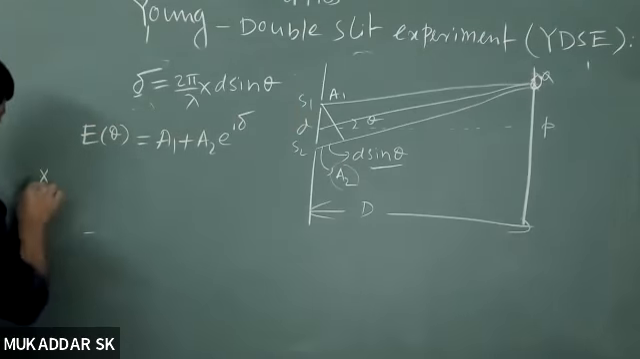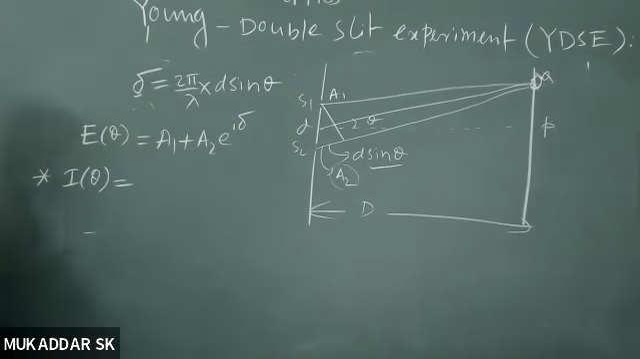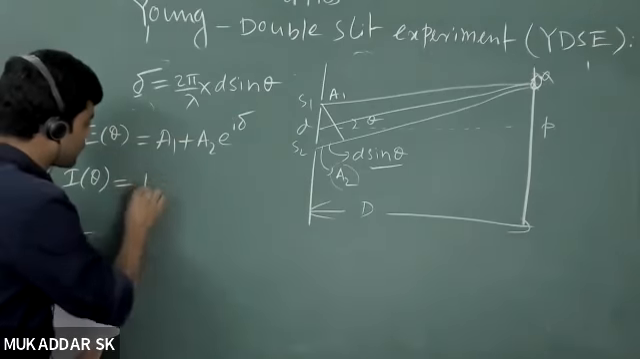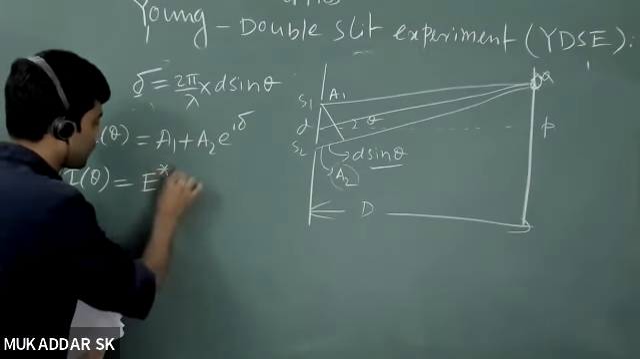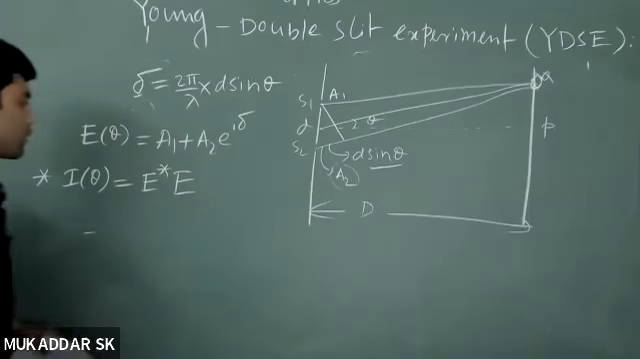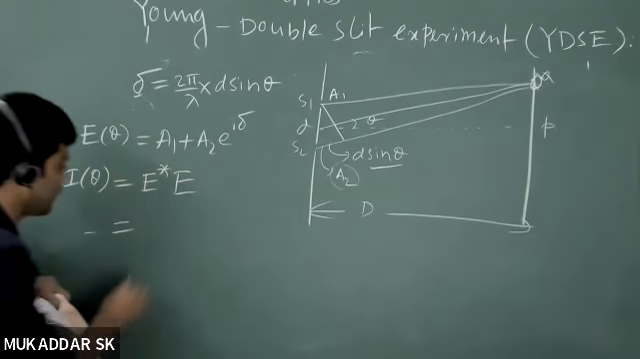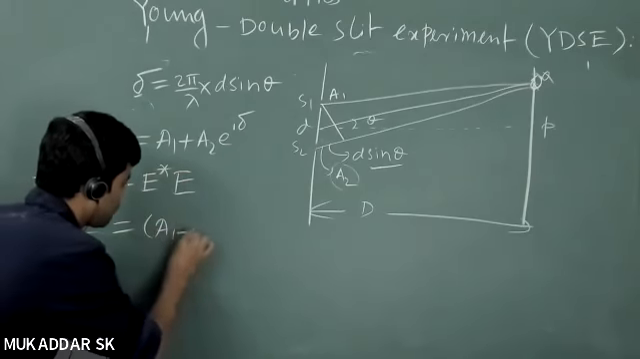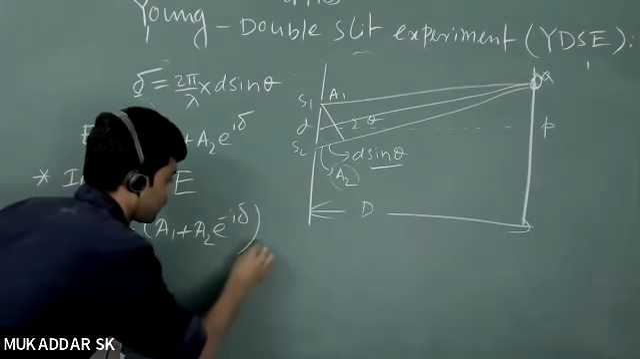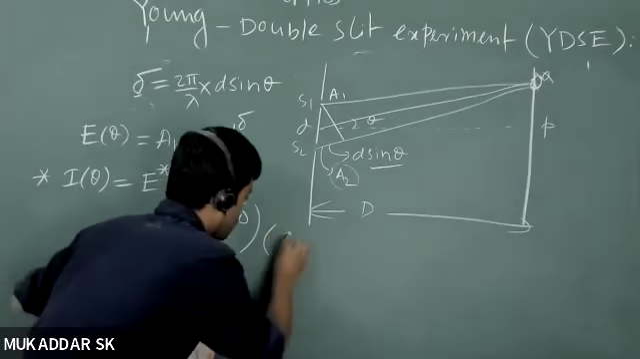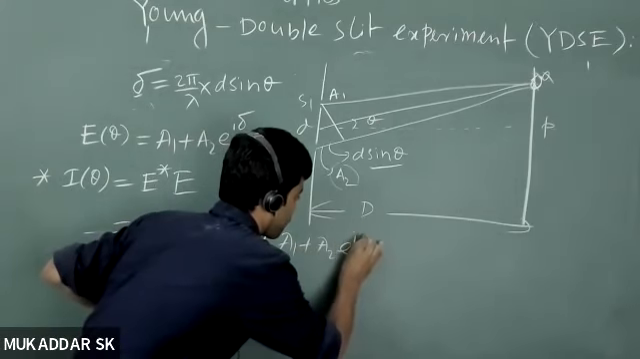So this is the amplitude at Q. So what will be the intensity at Q? How will we calculate intensity? Intensity is nothing but amplitude square, right? Or you can say E star E. So E star E, if you do, then how much you will get? Basically, you will get A1 plus A2 exponential minus i delta into A1 plus A2 exponential i delta.